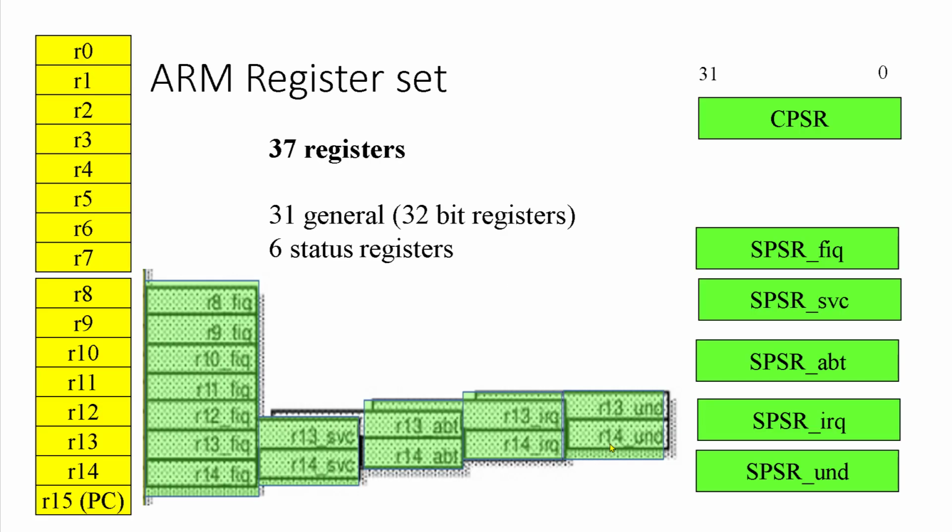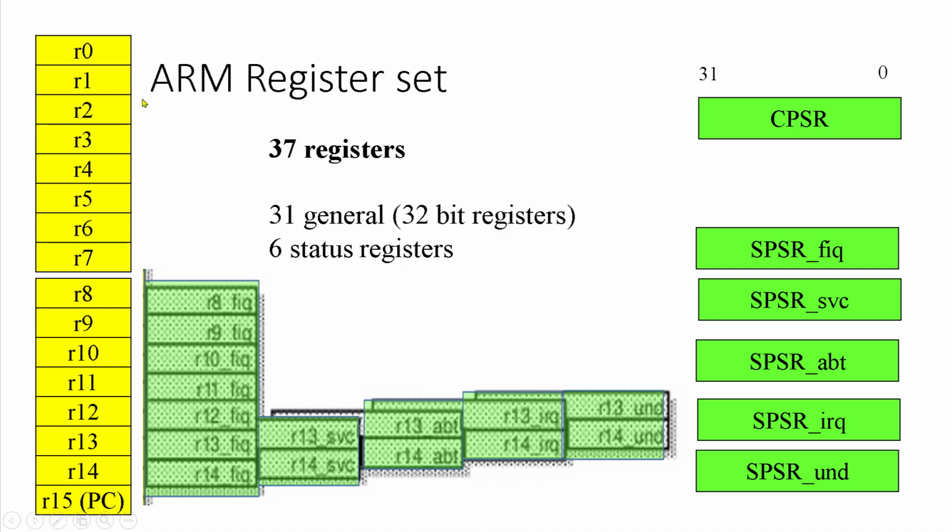So the ARM has a total of 37 registers. A set of 37 registers includes 31 general purpose registers, each of 32-bit size, and 6 status registers. So a total of 37 registers are available, out of which 31 are general purpose and 6 are status registers.